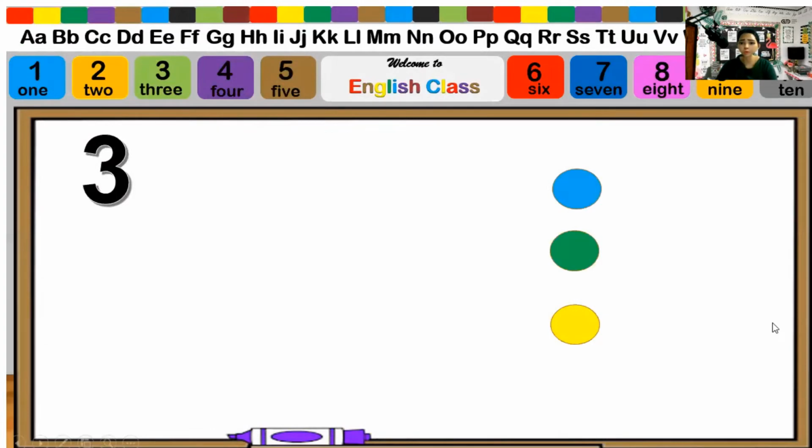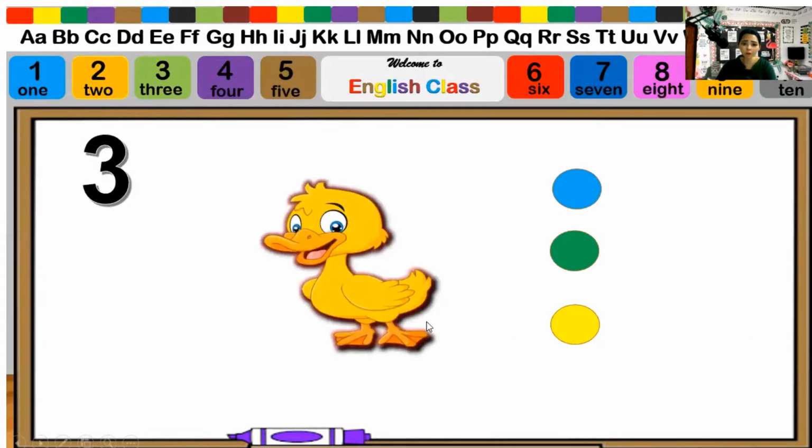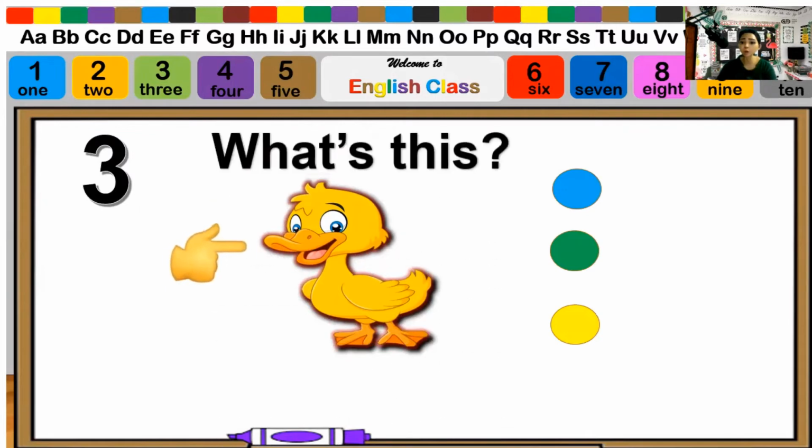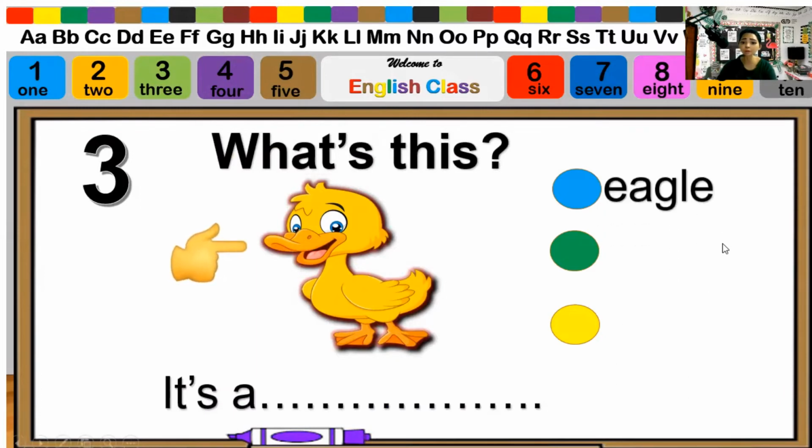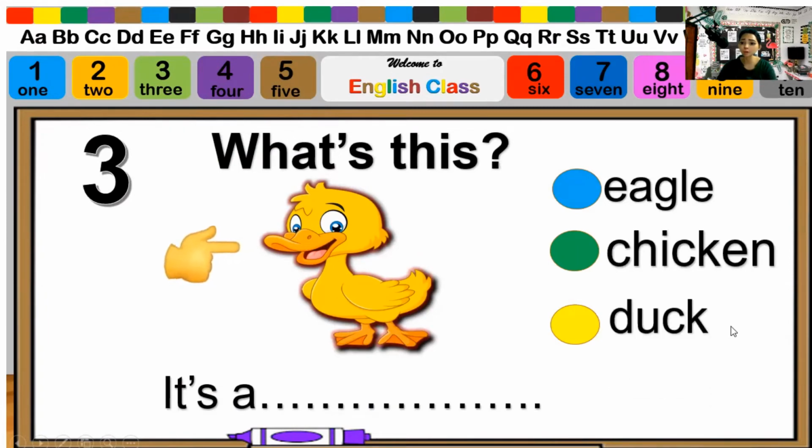All right, now we are in number 3. Look at the picture. What will be the question? That's correct. What's this? And then it's a, let's find out the choices: eagle, chicken, or duck. So what's your answer? That's right. It's a duck. Very good. Let's keep moving.